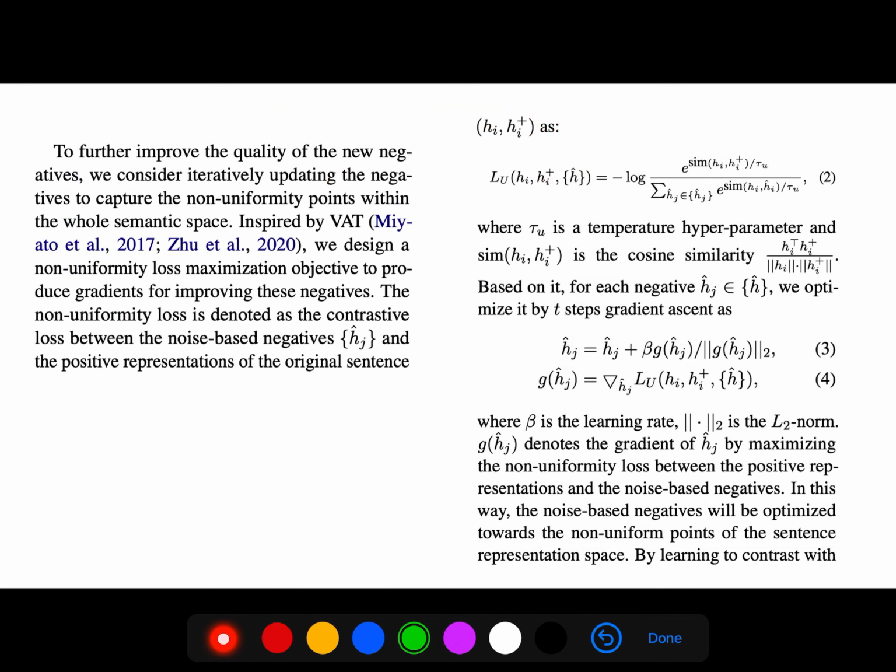The non-uniformity loss is denoted as the contrastive loss between the noise-based negatives and the positive representation of the original sentence. So this tau is just the temperature, a hyperparameter. We optimize by just these t steps of gradient ascent. And this beta is just the learning rate.